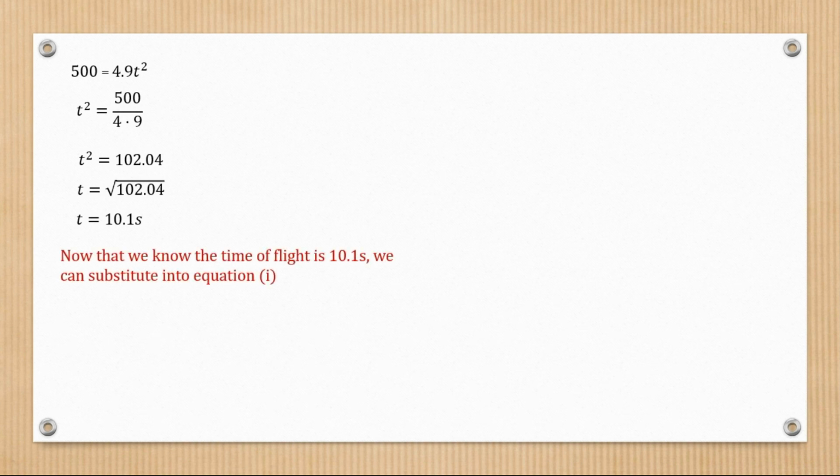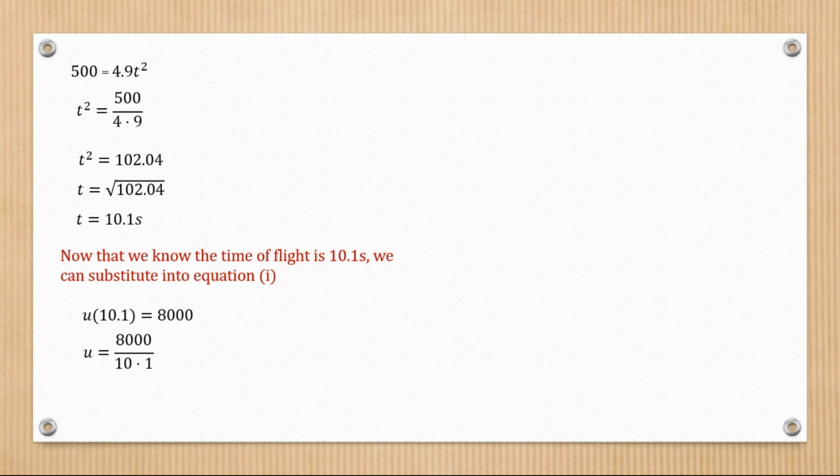Then t squared is 102.04. Then when we find the square root of that, t shall be equal to 10.1 seconds, and that is our time of flight. So now that we know the time of flight is 10.1 seconds, we can substitute that into equation 1. So now we shall have u times 10.1 being equal to 8,000.